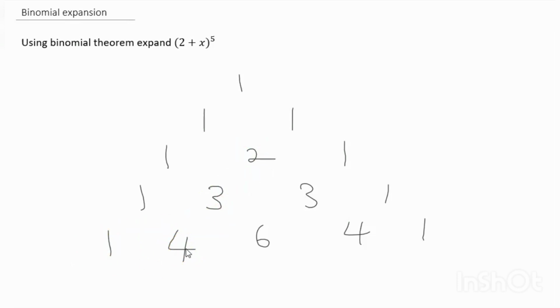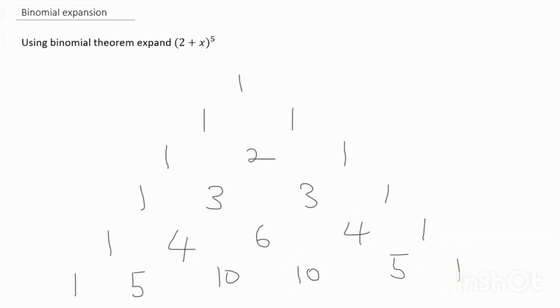So it means that the next row would match whatever we are going to do here, because this has 5 as the power. Okay, so we have 1 here. 1 plus 4, we have 5. 4 plus 6, we have 10. 6 plus 4, we have 10. 4 plus 1, we have 5. And we have a 1 here.